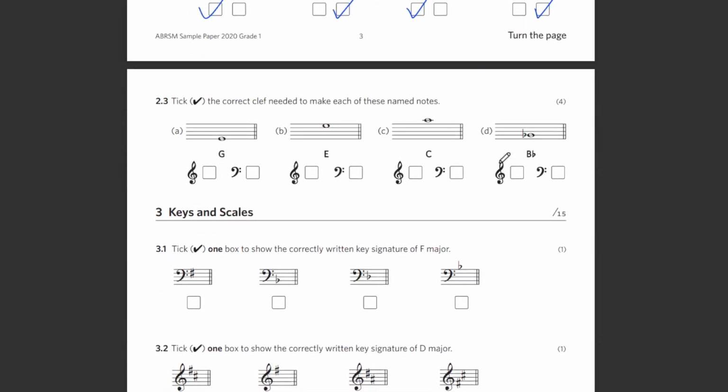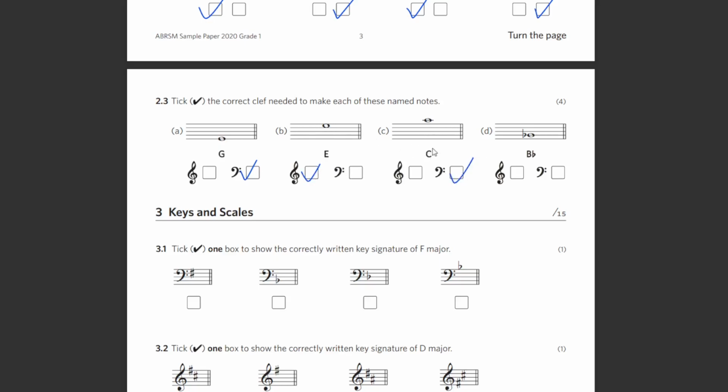Next, 2.3, tick the correct clef needed to make each of these named notes. So this, you want G. If it's treble clef, it will be E. So it is bass clef. So that is G. This one is treble clef because if it's bass clef, it will be G.